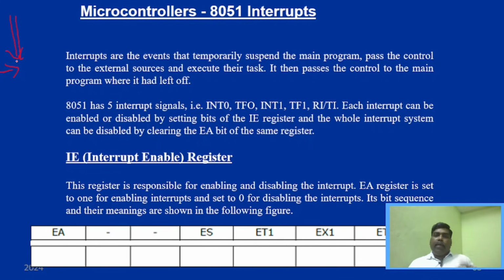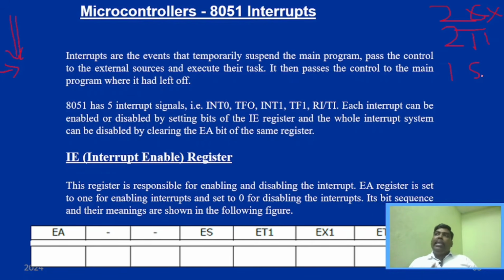That is about interrupts. And the 8051, as I have already explained, has 5 different interrupts. What are the 5 different interrupts? It has 2 external interrupts, 2 timer interrupts and 1 serial port interrupt. So totally you will have 5 interrupts. Today we will see how these interrupts are enabled.